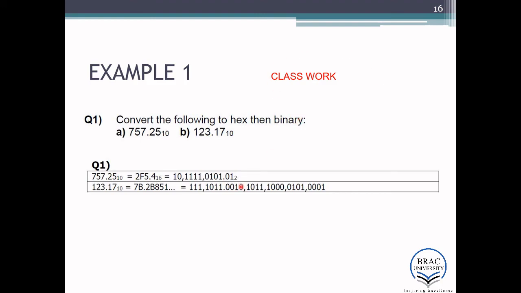The procedure we have discussed before. I'll suggest you show the whole calculation and check with the results whether you got the same results or not. Similar thing: 123.17. Divide by 16, you'll get this hexa, and then hexa to binary. So convert this hexa to binary, you will get something like this.